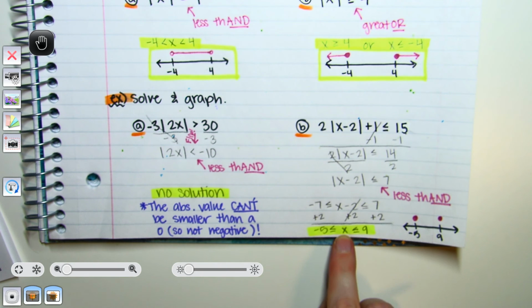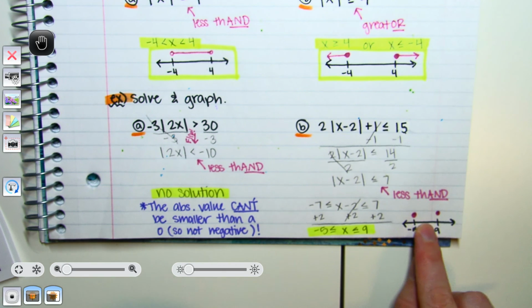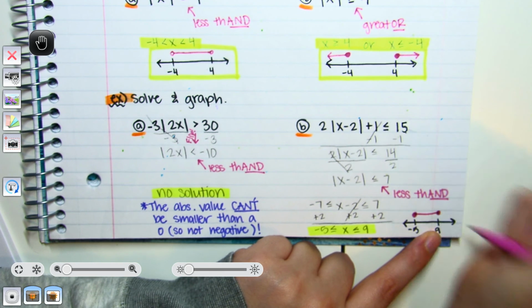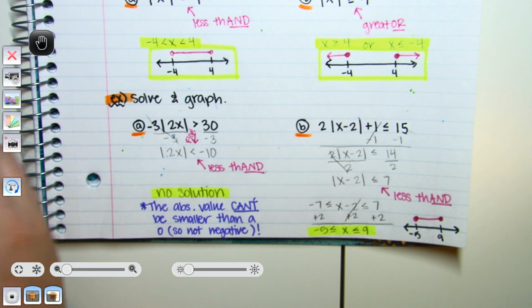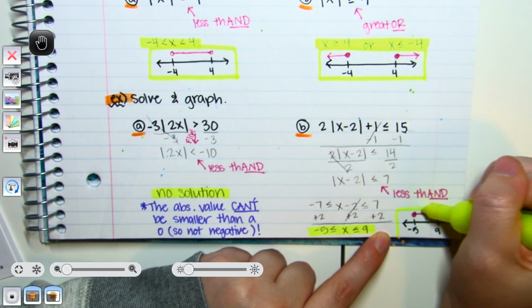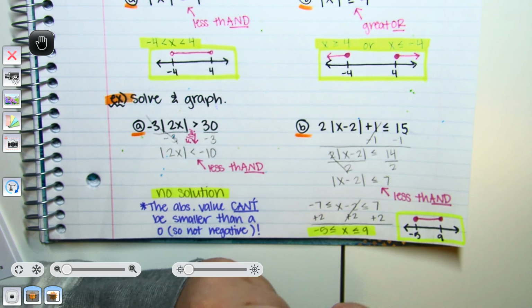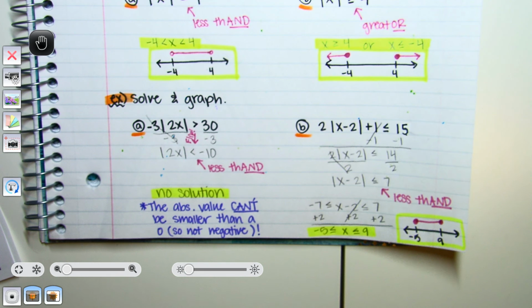Now, x is literally in between -5 and 9. So on my graph, it is literally what's in between -5 and 9. That's my answer. And there we go.